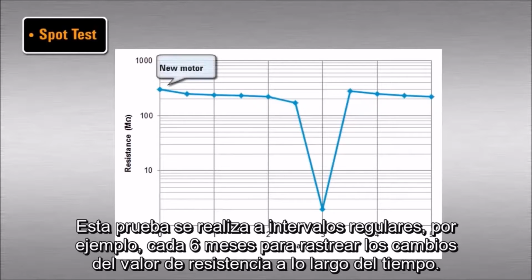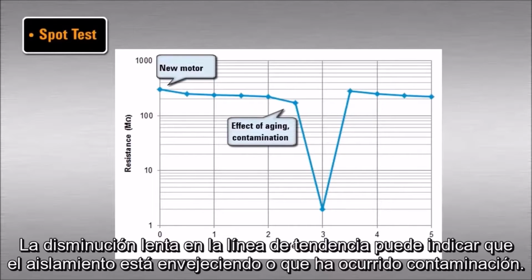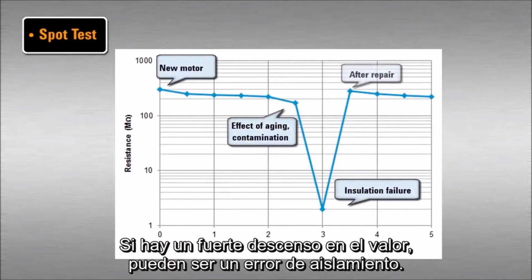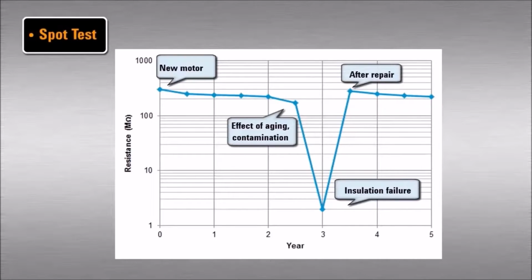value over time. A slow decrease in the trend line may indicate that the insulation is aging or contamination has happened. If there is a sharp drop in value, there may be an insulation fault.